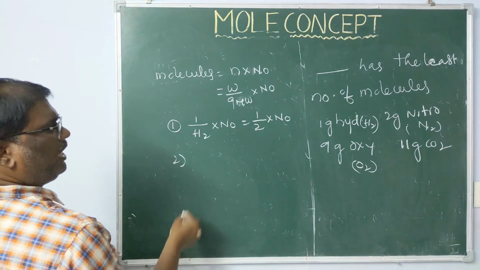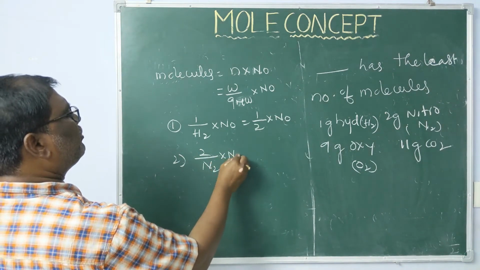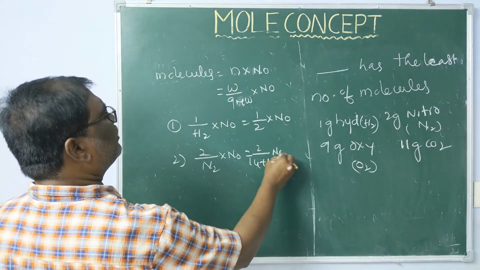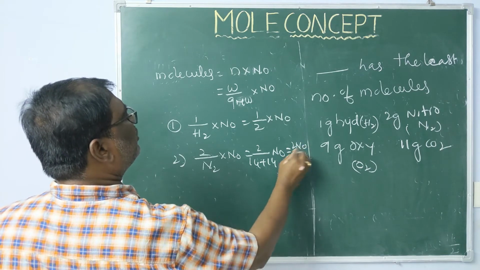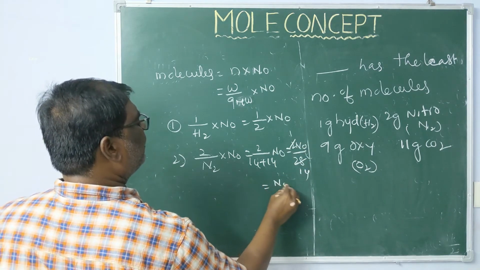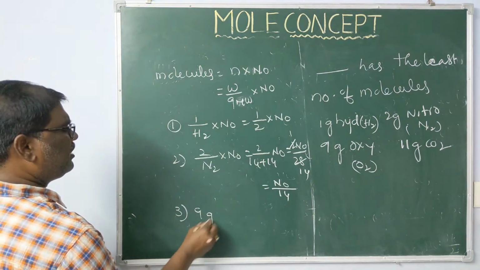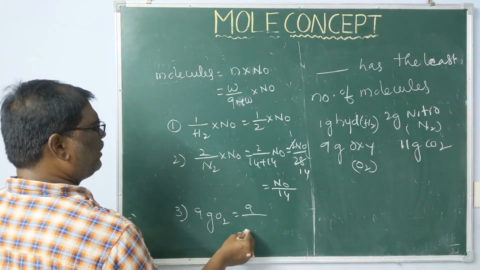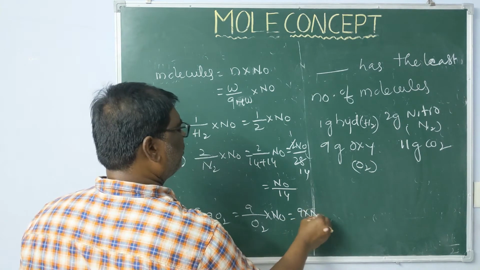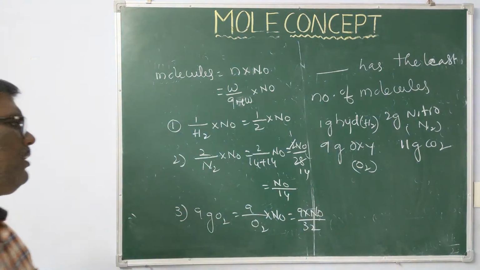Second one, weight is 2 grams of nitrogen, so 2 by 14 plus 14 into Avogadro number. So 2 into Avogadro number by 28, which is 1 by 14, Avogadro number by 14. Next one, third option: 9 grams of oxygen means weight by formula weight into Avogadro number, 9 into Avogadro number by 32.